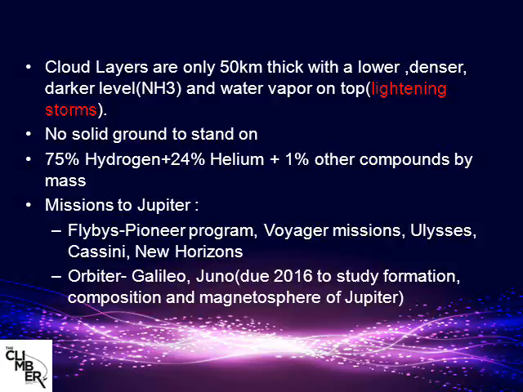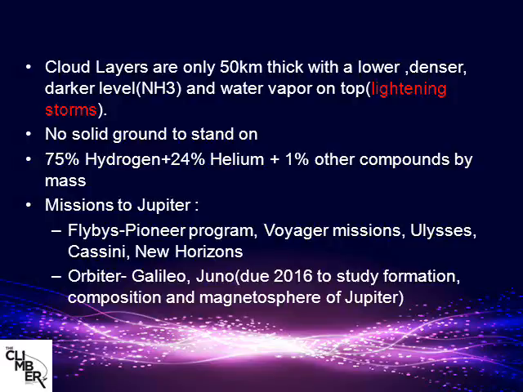Missions to Jupiter include the flybys by the Pioneer and Voyager missions in the 1970s. The Ulysses, Cassini and New Horizons missions used Jupiter to slingshot themselves to great speeds, up to 83,000 kilometers per hour in the case of the New Horizons mission, which shortened its journey to Pluto by 3 years. These flybys provided evidence of lightning storms on Jupiter and also mapped the radiation belts of Jupiter.